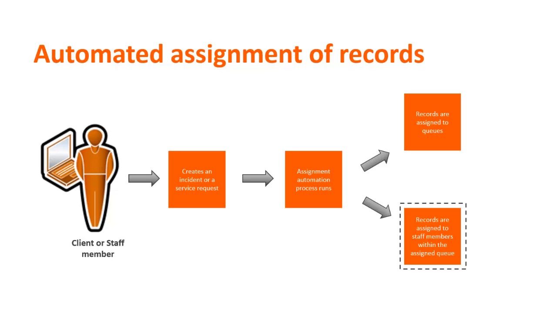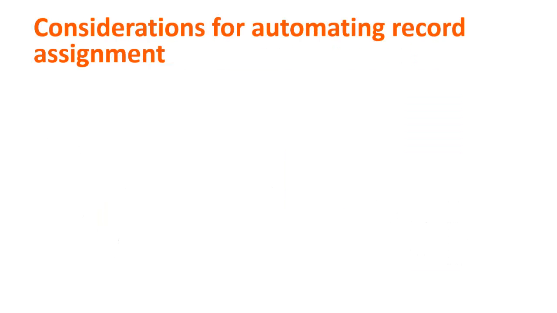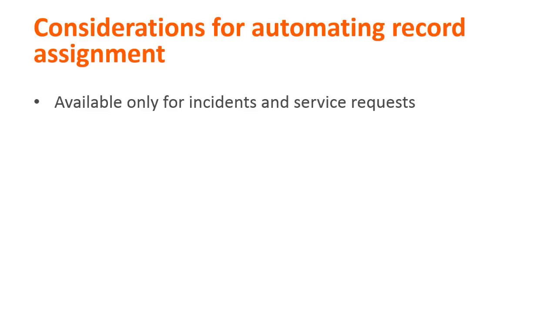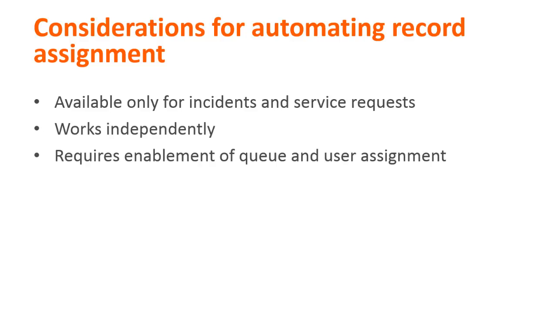Note a few important points about automated assignment of records to staff members. This feature is available only for the incidents and the service requests modules. Automated assignment to staff members and queues works independently. You can configure automated assignment of records to staff members without configuring queue auto assignment, and the converse is also true. Note that the Enable Queue and User Assignment checkbox must be selected for automated assignment of records to work.